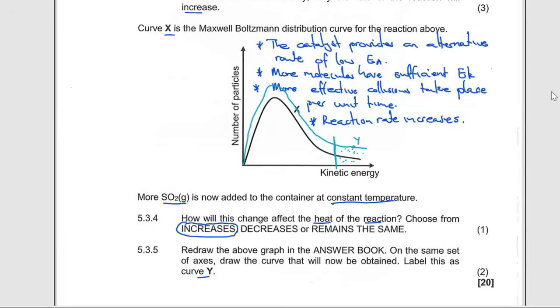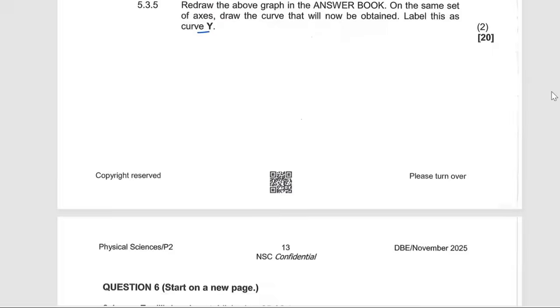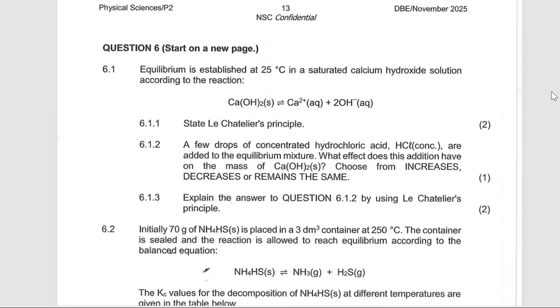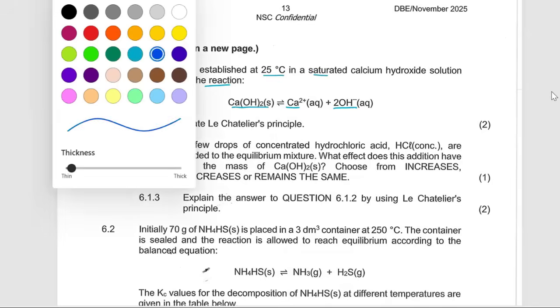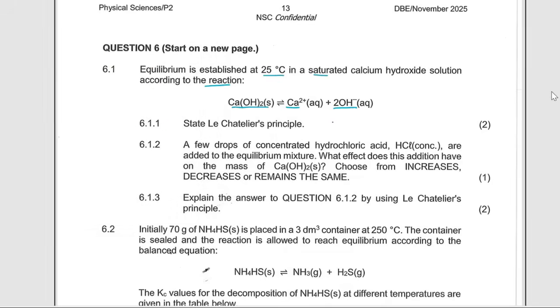for effective collisions. Now moving on to the next question, which is question 6.1. Question 6.1 reads: the equilibrium is established at 25 degrees in a saturated calcium hydroxide solution. According to the reaction, we have calcium hydroxide giving us Ca2+ and 2OH-. Then they're asking us to state Le Chatelier's principle.